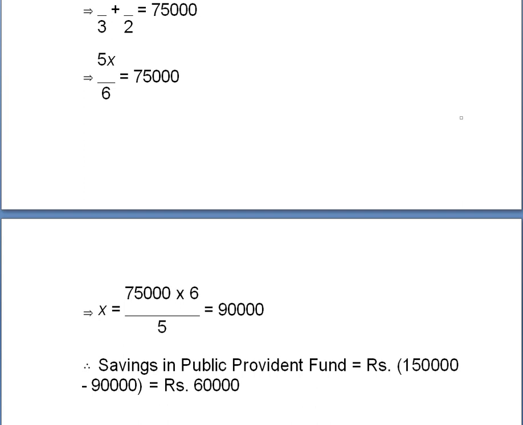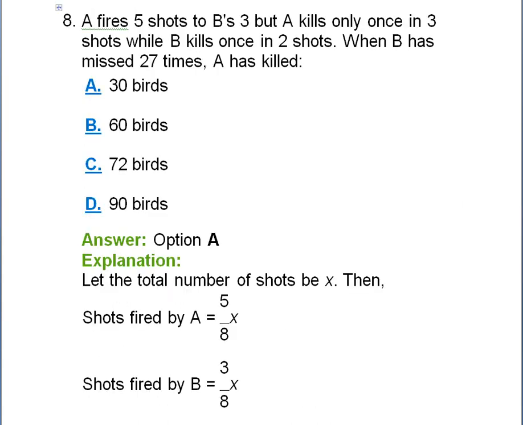A fires 5 shots to B's 3, but A kills only once in 3 shots, while B kills once in 2 shots and B has missed 27 times. So how many has A killed?